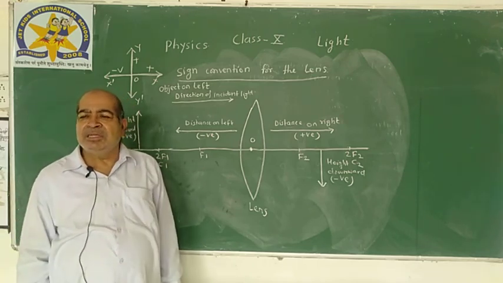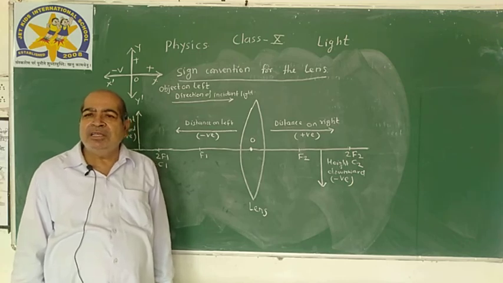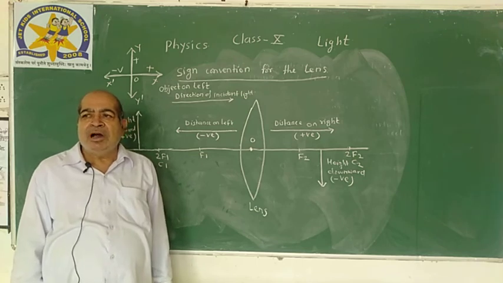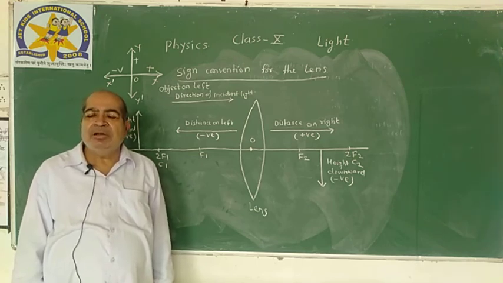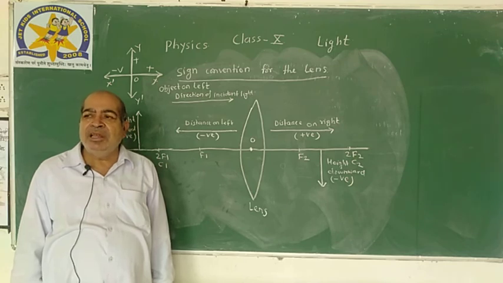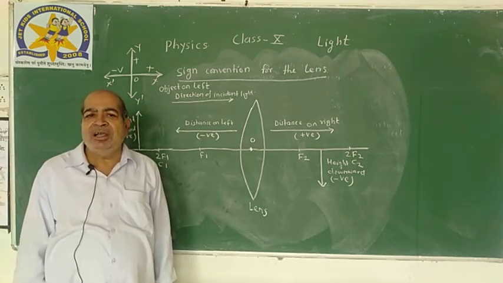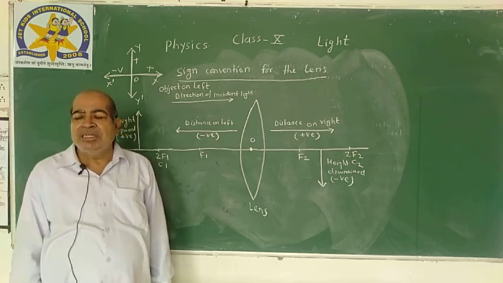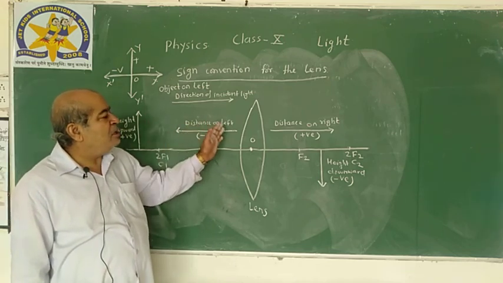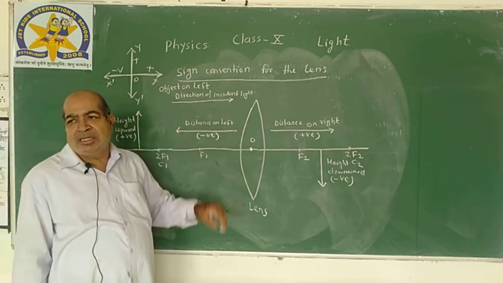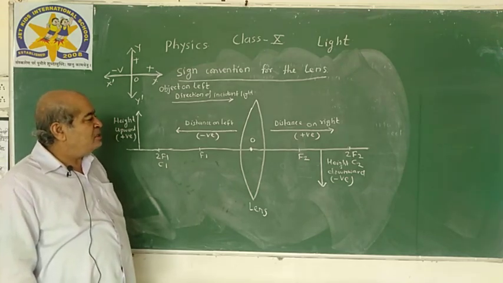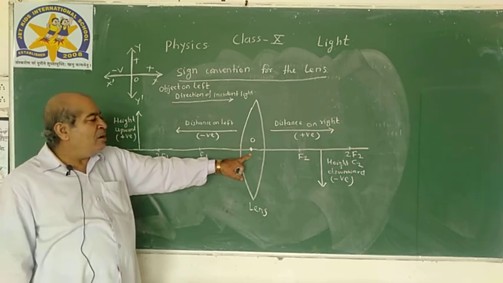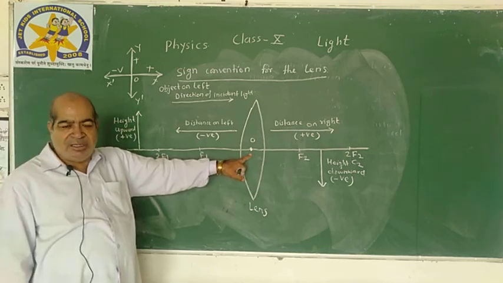Let us repeat and summarize the points. What are the sign conventions in the lens? First, the object should always be kept on the left side of the lens. It indicates that the rays of light from the object are incident from left to right on the lens. Second, all the distances should be measured from the optical center of the lens.